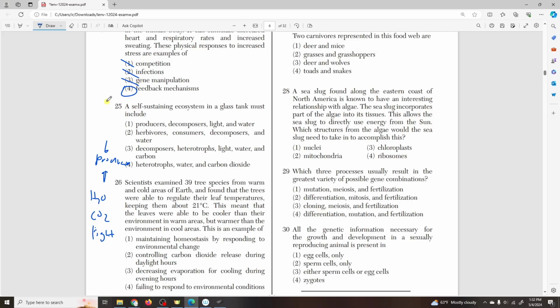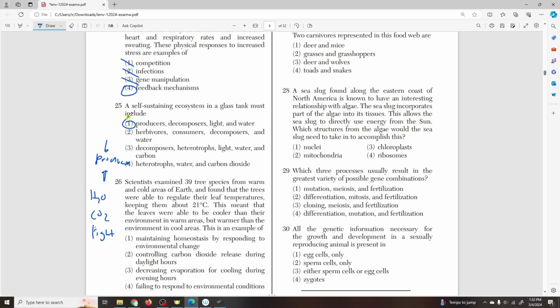So what I'm trying to get at is that choice number one has what I was talking about, right? It has producers, decomposers, light, and water. You need light so that the producers can undergo photosynthesis. You need water so that the producers can undergo photosynthesis, and you need decomposers so that you can restore and replenish resources back into the soil where the producers came from, right? If you don't have decomposers, what's going to happen is you're just going to have a bunch of dead plant corpses, and you're going to run out of space. You need those decomposers to get rid of those dead plants so that there's more space for brand new plants to come out of and to grow out of.